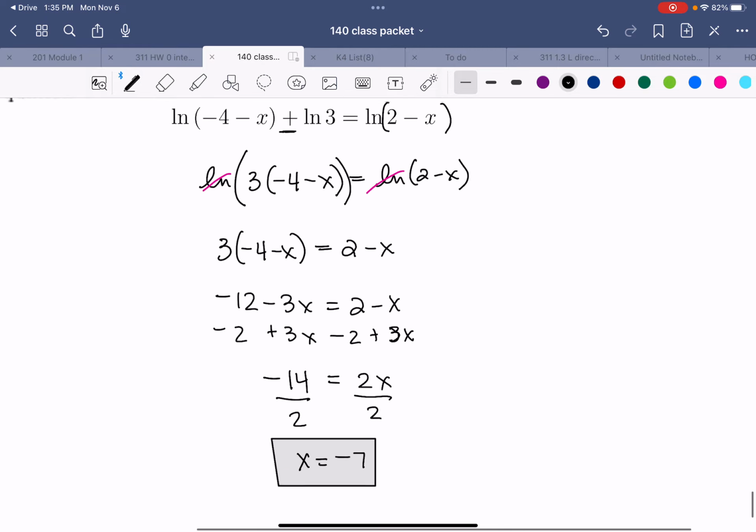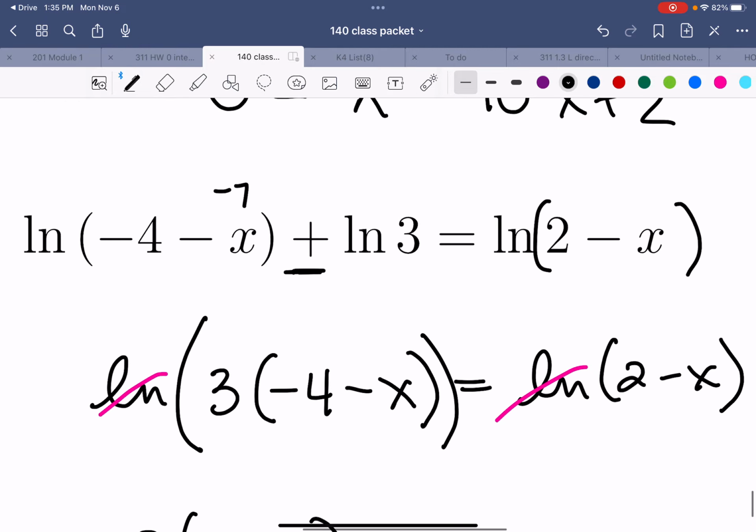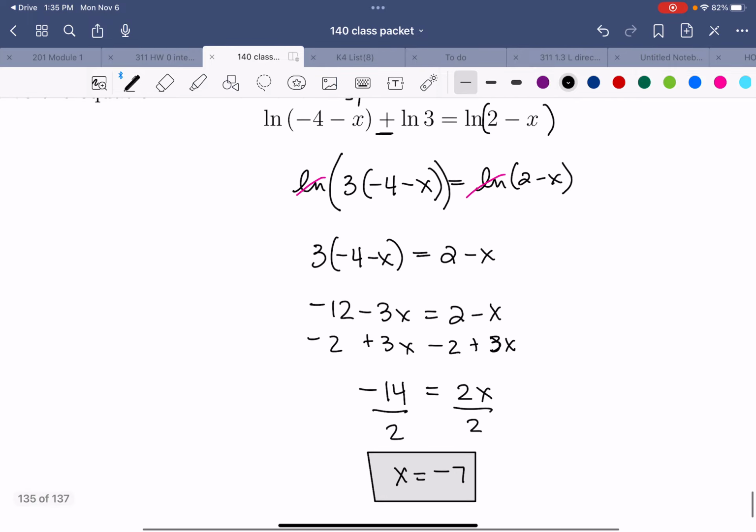Now we do want to check and make sure that that gives us a real answer up here. So if you plug in negative 7 in here, that's going to give us something that doesn't work. Negative 4, oh wait, yes it does. Negative 4 minus negative 7 is negative 4 plus 7, so that's 3, natural log of 3. And then over here, you have 4 minus negative 7, and that's going to give you 9. And so that works as well. So that is a solid answer.